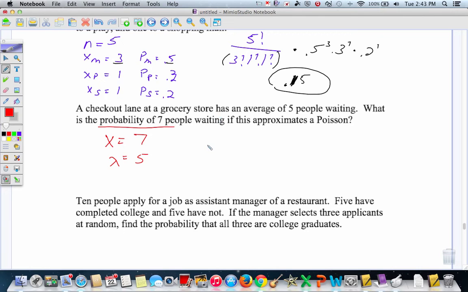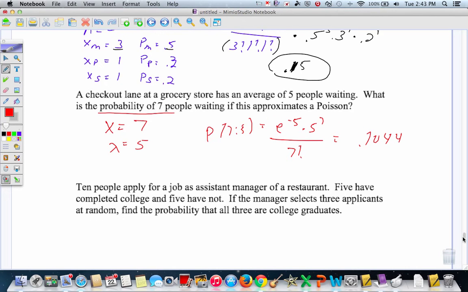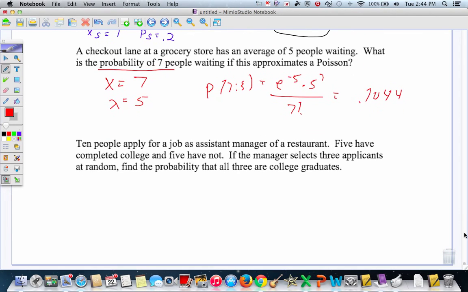On an average day, we'd expect to see 5 people waiting in line. So lambda is our 5. So from here we have probability of 7, 5 is equal to e to the negative 5th power times 5 to the 7th power over 7 factorial, or we get 0.1044.